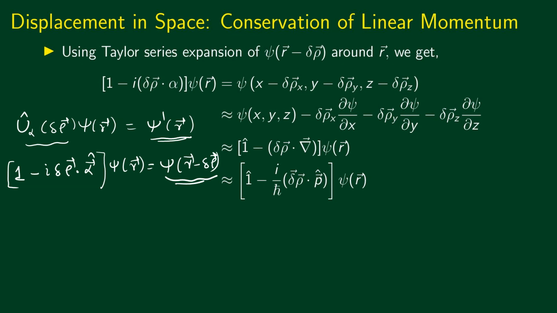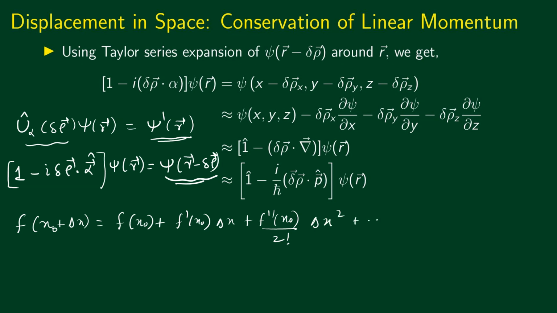Now you are familiar with Taylor expansions. If you have one variable, something like f of x plus delta x, you can make a Taylor expansion about the point, let's say x0. The Taylor expansion would be f of x0 plus f prime of x0 multiplying delta x plus f double prime of x0 divided by 2 factorial multiplying delta x square plus etc. Now, if delta x is an infinitesimal quantity, then we can just retain only up to the first order terms. Here we are dealing with infinitesimal translations, so we shall keep only up to the first order term.